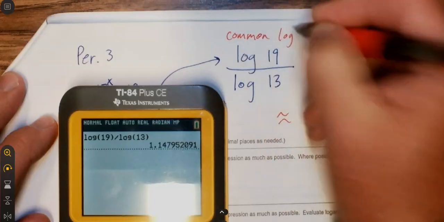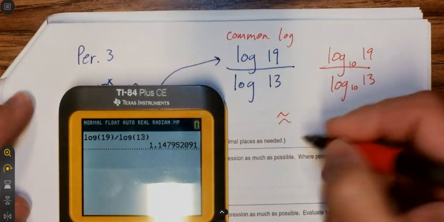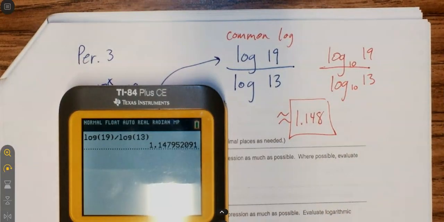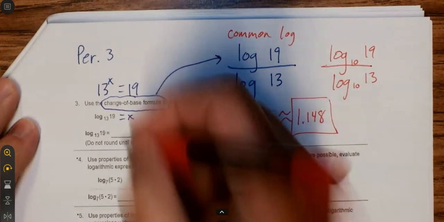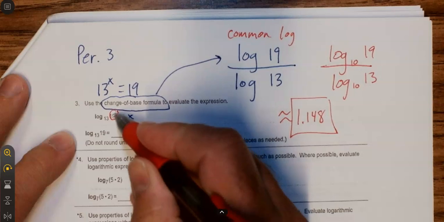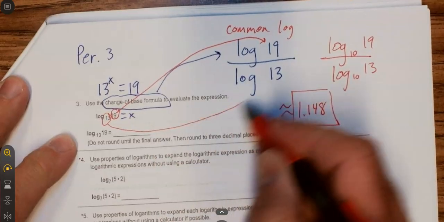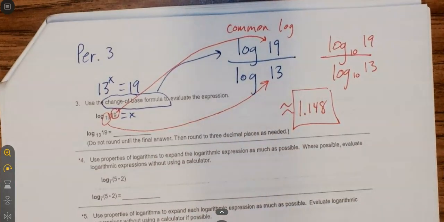I use base 10 because your calculator is programmed to handle it. And if you type it on Desmos, you can just type log 19 on the top and log 13 on the bottom. Any questions on that? If you need to, draw arrows so you know that, okay, this 19 went to the top, and this 13 went to the bottom. If you need something like that to help you, then write that down. Draw arrows so you know.